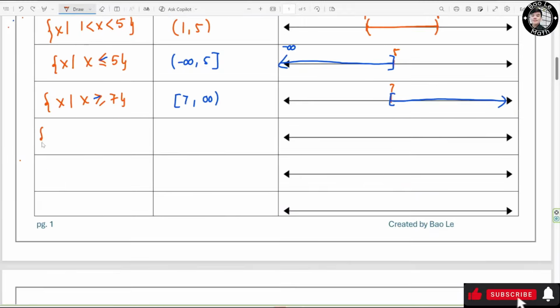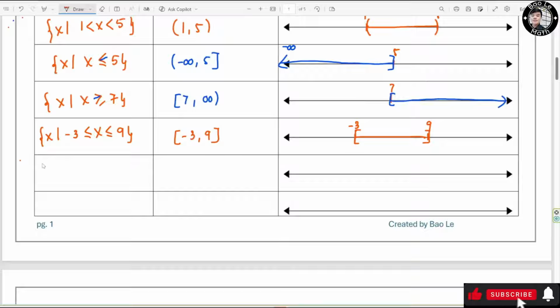Now we have all real numbers x such that negative 3 less than or equal to x less than or equal to 9. Alright, so we place negative 3 here and 9 here, right? So it should be this interval right here from negative 3 to 9, right? Right at negative 3 and 9 we have the equal sign, so we need to put the bracket right here, right? The answer right here must be negative 3 to 9.